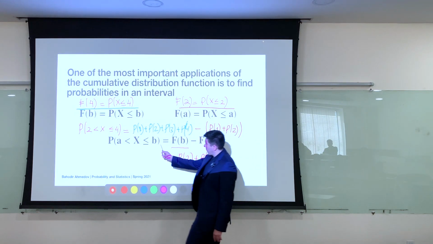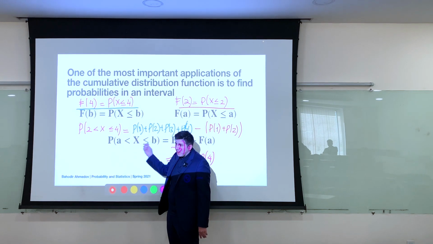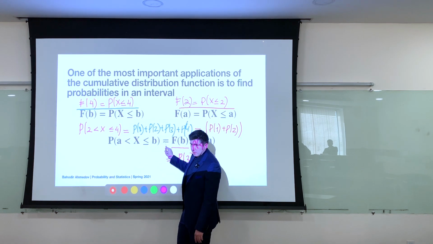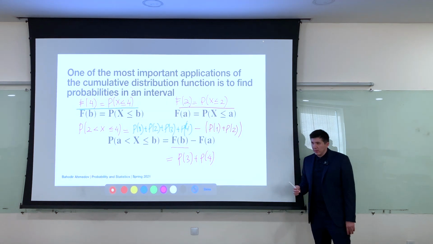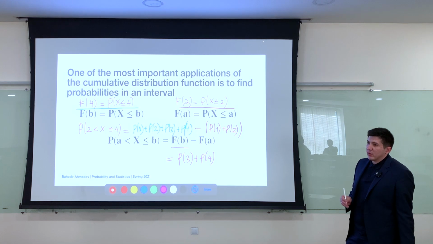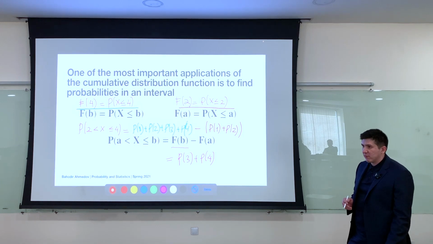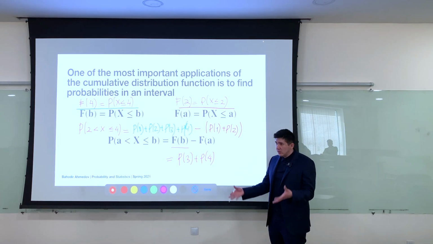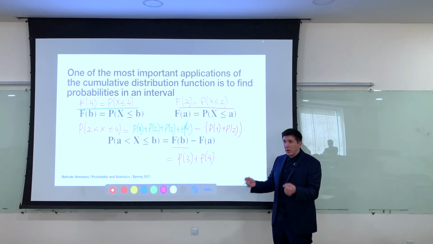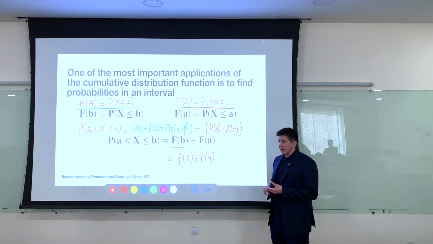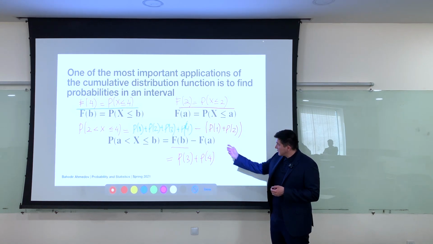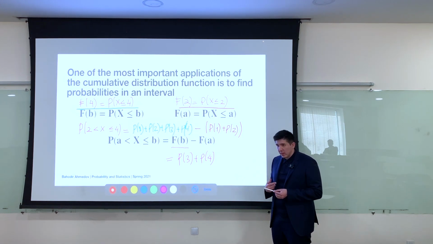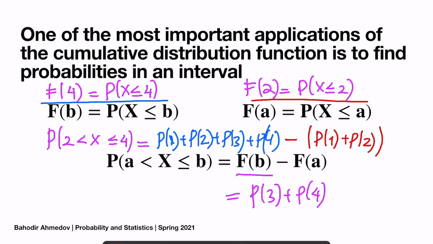If you would like to find the probability in some interval between a and b, where a is not included and b is included, then you can find this using the cumulative distribution function. This is especially useful in the continuous case, where in practice most of the time, we're going to have the cumulative distribution function in our hands rather than the probability mass function, okay? So in this case, this is how we're going to extract the probabilities of certain values or in some intervals from the cumulative distribution function.